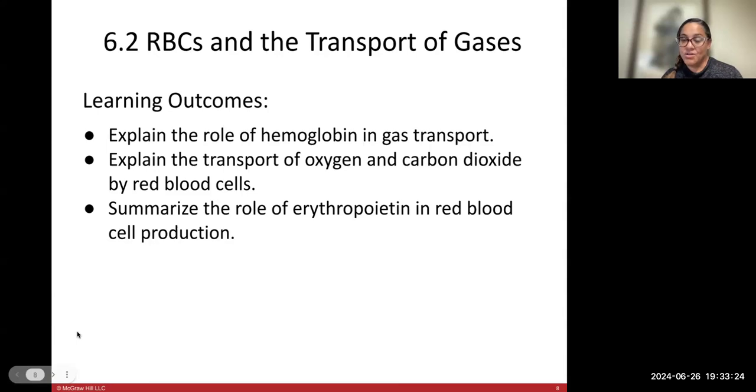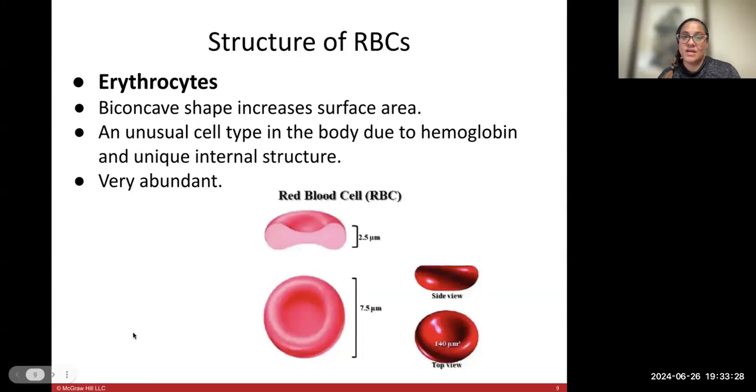The next section is all about the RBCs, the red blood cells. So erythrocytes is the fancy science name for red blood cells. It has a biconcave shape, which increases surface area. It's an unusual cell type in the body due to hemoglobin and a very unique internal structure, and it is very abundant. We have millions upon billions of red blood cells in our bodies.